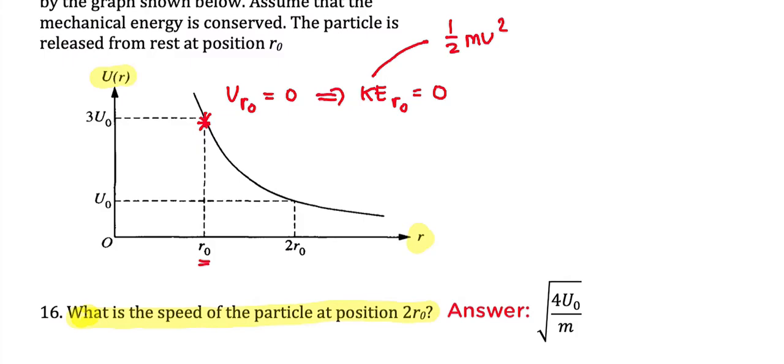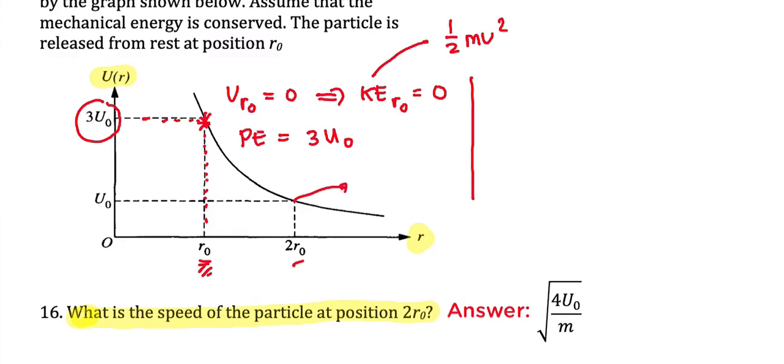And also we know that at R0, the potential energy is equal to 3 U0. So this is the potential energy of the object at position R0. Now we want to know the velocity of the object at 2R0. So this is the velocity that we need to solve for. And we know also that when the object is at 2R0, the potential energy of the object is equal to U0.